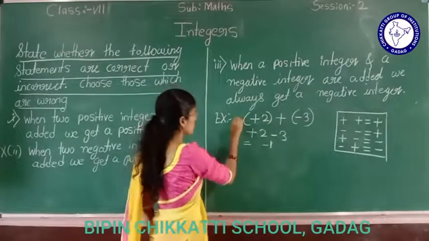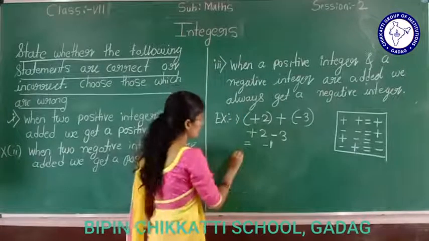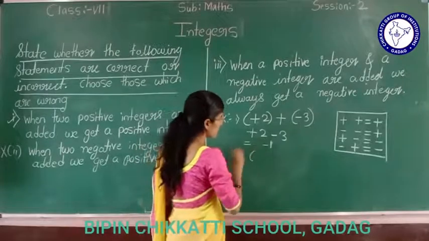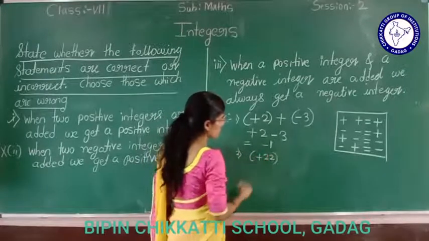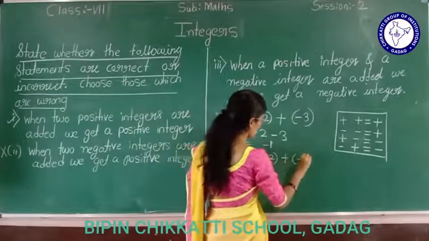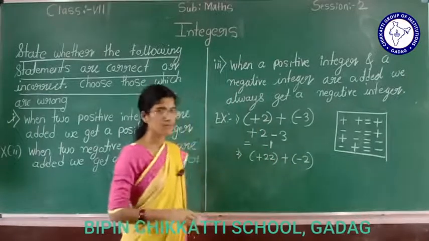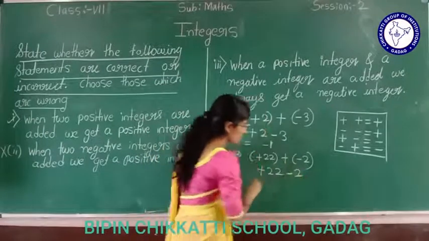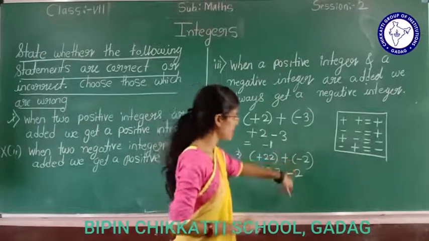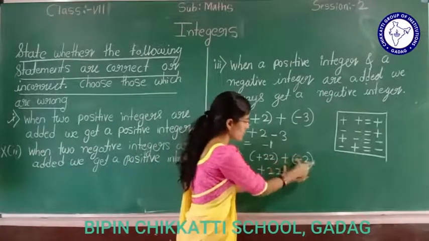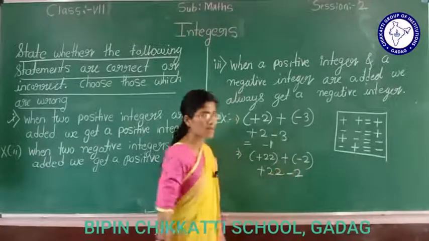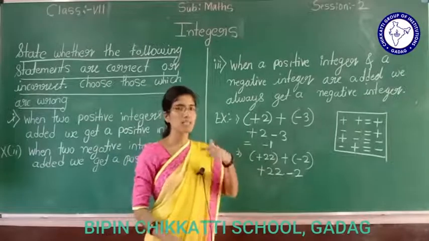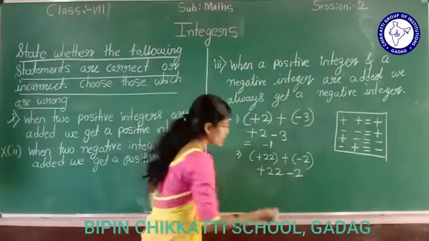We will go for one more example. Okay, we will go for a different example. See here, if I take plus 22 plus of minus 2. Now see here, plus minus is minus. Don't get confused. I am removing this bracket. Plus minus is minus. 22 minus 2 is 20.